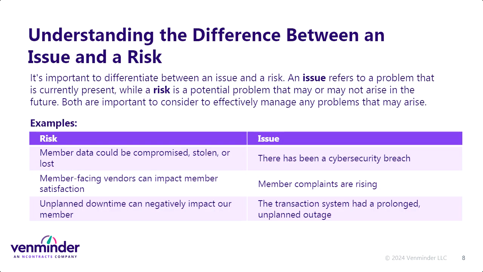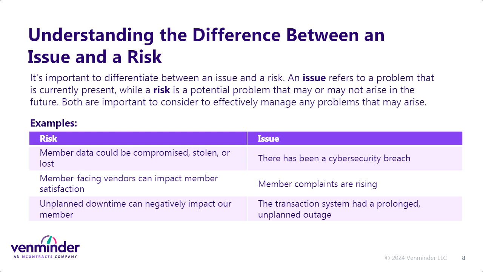So let's take just a quick minute and be sure we understand the difference between an issue and a risk. An issue refers to something that we know is an issue. It's present. It is currently happening. A risk, on the other hand, is something that could happen. It's a potential problem that may or may not arise. But it's important to understand the difference as you're managing your vendors through the life cycle.